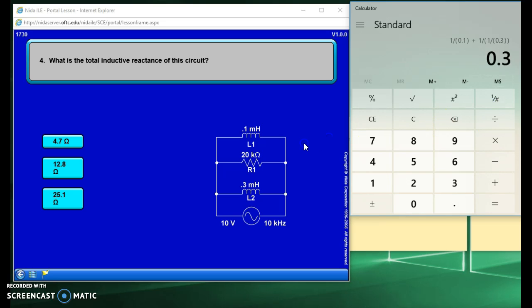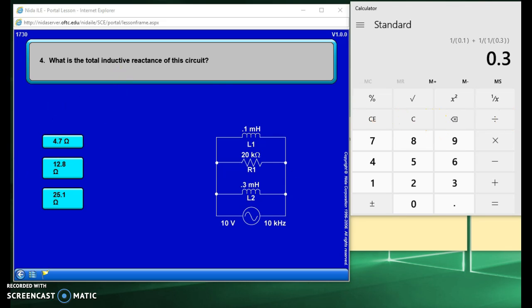My L total is what I meant to say, not my X of L. So we'll write it correctly. L total equals 0.3 millihenries. Wait a minute, that can't be right, I don't think, because we're coming up with the same answer. So I forgot to do something. That'll happen. That's okay. Instructors make mistakes too. So let's go back and try that one more time.